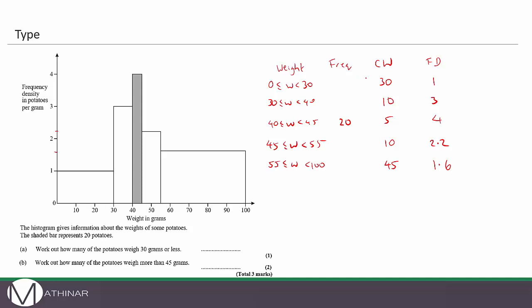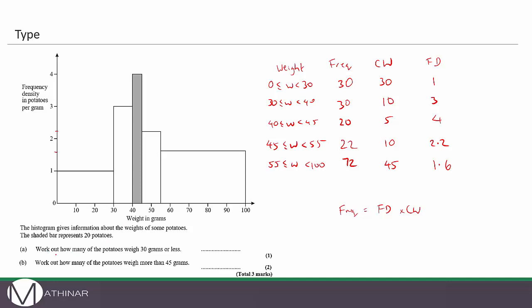And then what I would do before trying to answer any of these questions is to complete the frequency. So remember, frequency is equal to frequency density times class width. So frequency is 1 times 30, which would be 30. 3 times 10, 30. 4 times 5 is 20, so we know that's right. 2.2 times 10 is 22. And 1.6 times 45 is 72. So we now know all of the frequencies. Now we can look at answering the questions.